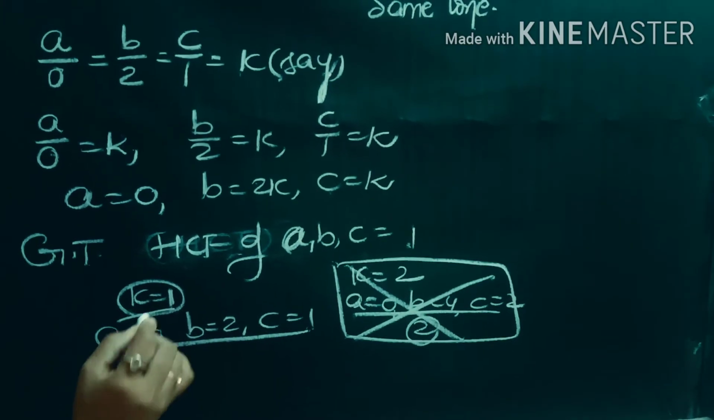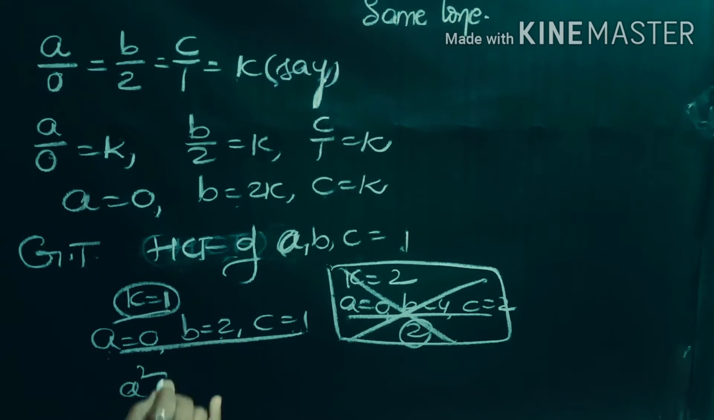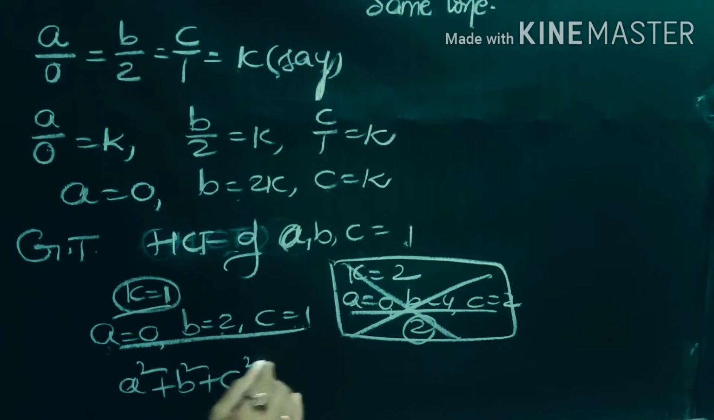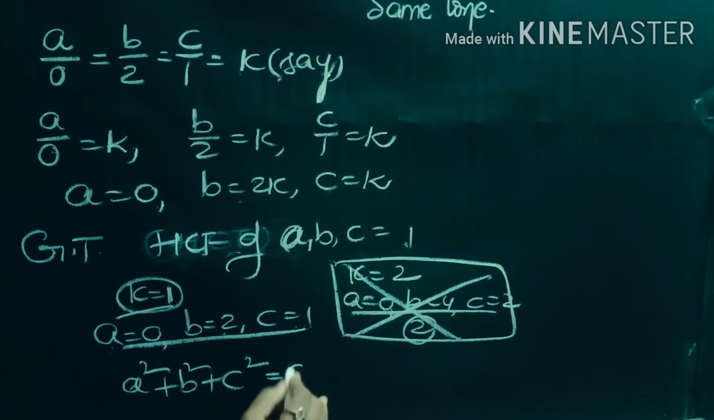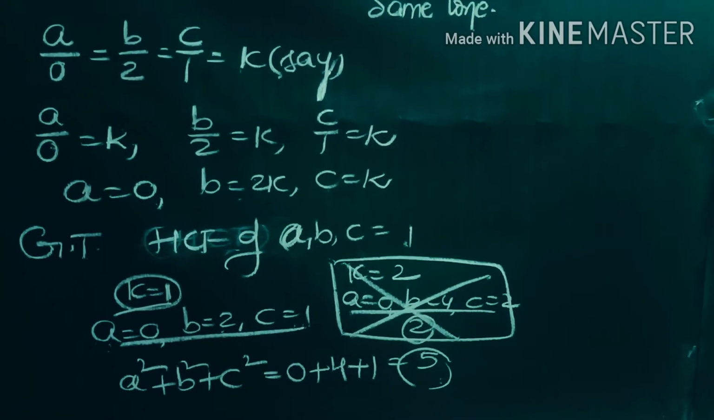So if k is equal to 1, the values of a, b, c are 0, 2, 1. Therefore, we want the value of a square plus b square plus c square. That is a square plus b square plus c square is equal to 0 plus 4 plus 1, and this is equal to 5.